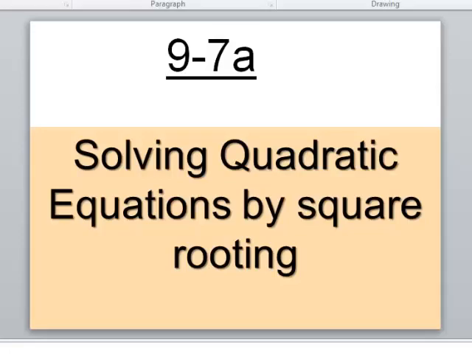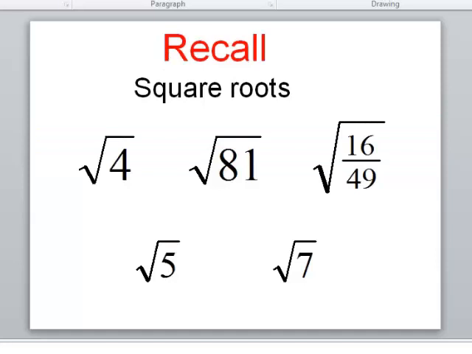In this section, we're going to solve quadratics by square rooting. Let's recall what a square root is. A square root is figured out by finding the number that when multiplied by itself gives you the number underneath the square root symbol. So, the answer to the square root of 4 is 2 because 2 times 2 is 4. It's actually plus or minus 2 because negative 2 times negative 2 is 4.